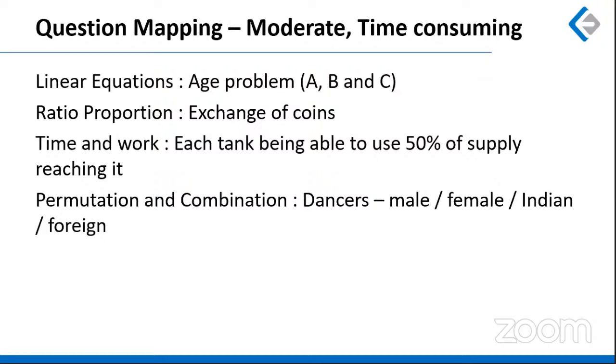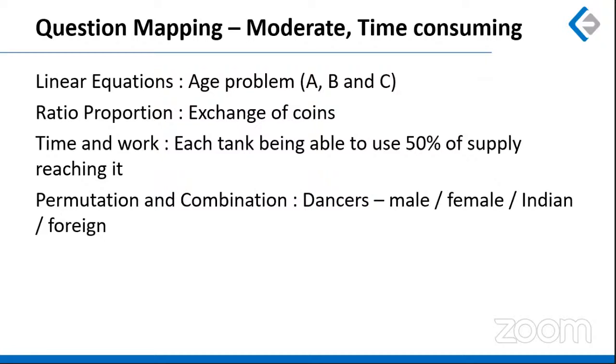Next question, which was based on time and work, where a supply pipe was given and the supply pipe was used to fill 10 different tanks. The condition given in the question was that each tank is able to utilize only 50% of the supply that is reaching it, and the remaining supply is passed on to the next tank. We have to find out the time required for the third tank to fill up. If the supply line is providing you 512 liters per minute, the first tank can only use half of that, which is 256, and the remaining 256 can be passed on to the next tanks.